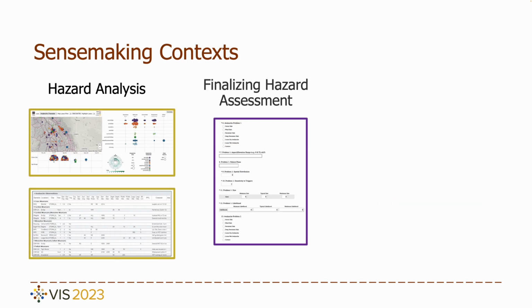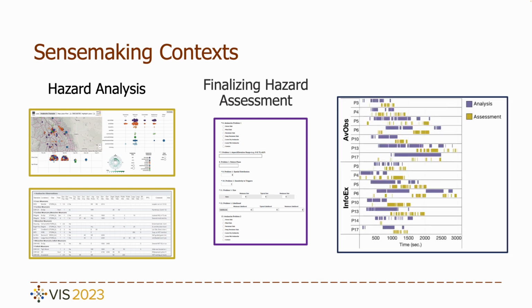We also coded for the context in which sense-making was applied. This included when forecasters were analyzing data using either analytic toolsets or when they were finalizing their judgments and inputting them along the formal hazard measures. And while we found that these two are really closely interleaved, the main focus was on hazard analysis, how tools were used to support sense-making.